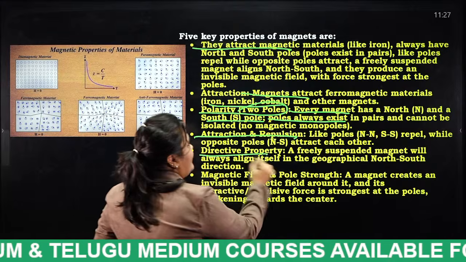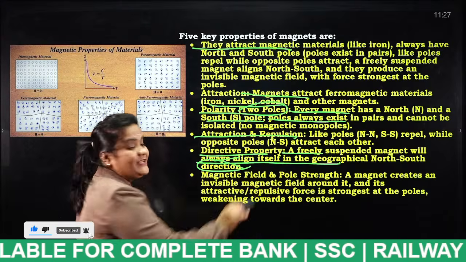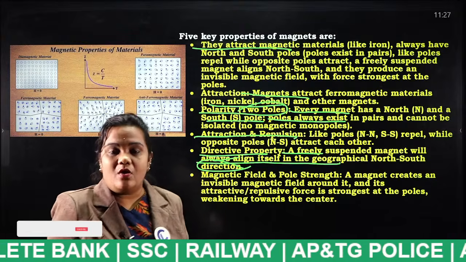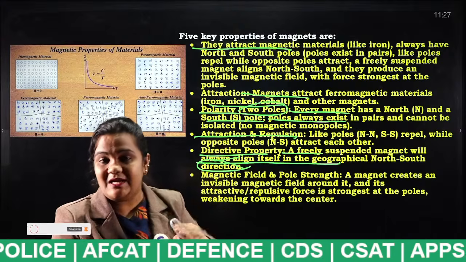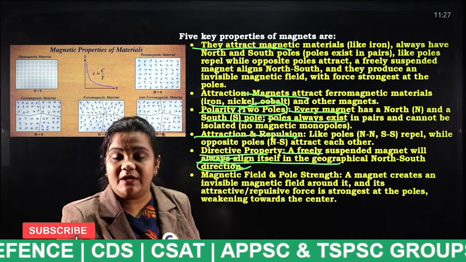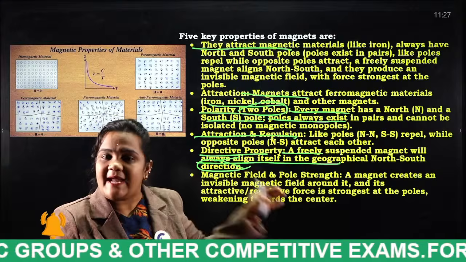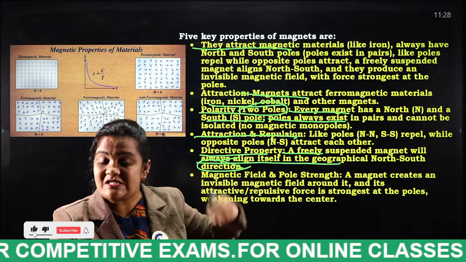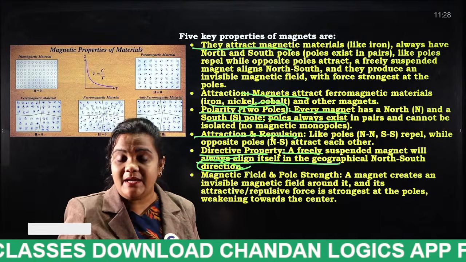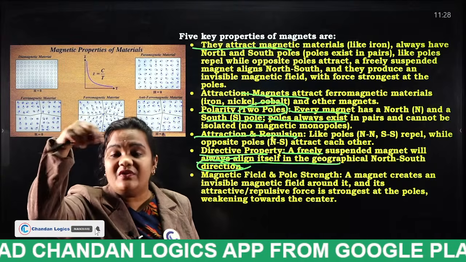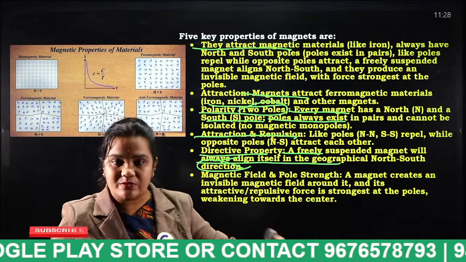Next, the directive property. A freely suspended magnet will always align itself in the geographical north-south direction. I told you already. When we suspend a magnet freely, which direction will it automatically take? The north-south direction. And this directive property is applicable to which instrument, students? Compass. A compass is a very small magnet. When we freely suspend that compass, it will automatically take the north-south direction.